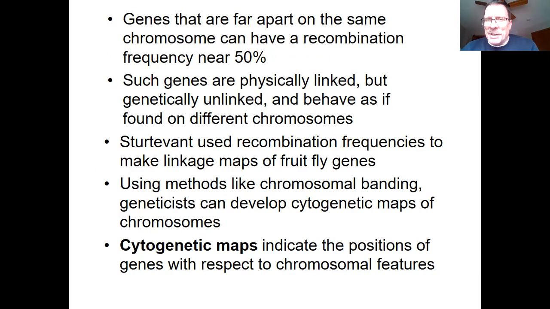Genes that are far apart on the same chromosome can have a recombination frequency near 50%. So while they are on the same chromosome, they behave as if they were on different ones. And so you have to be under 50% to be considered linked. Sturtevant used those recombination frequencies then to make a map of fruit fly genes. So cytogenetic maps indicate the positions of genes with respect to chromosomal features.